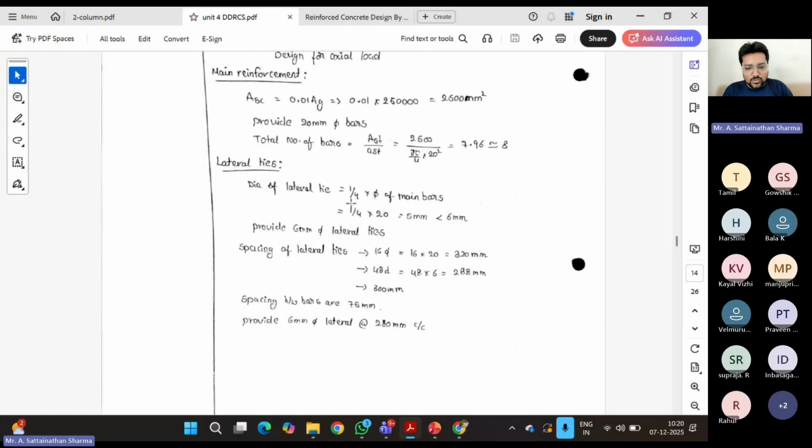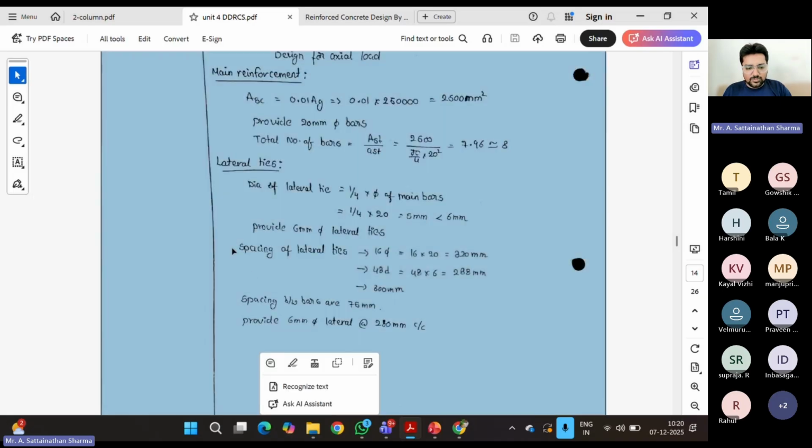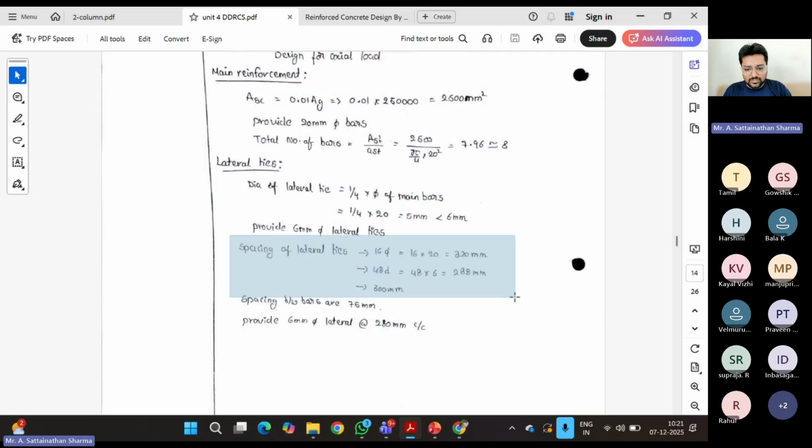So 1/4 of the main bar, here the main bar used is 20, so 1/4 into 20 is 5 mm. Done, right? So a 6 mm diabar is used. The 3 conditions are 16 times diabar, 48 times D, and 300 mm. This is the condition for the spacing of the lateral dimension. Spacing of least lateral dimension.